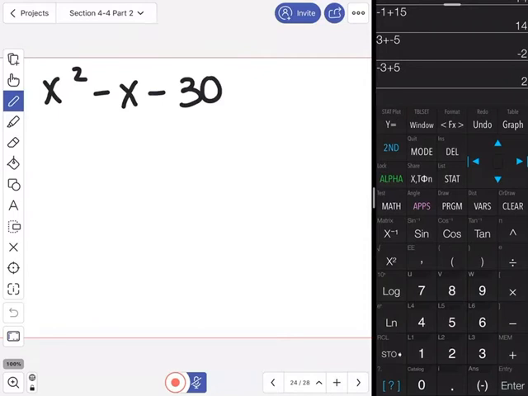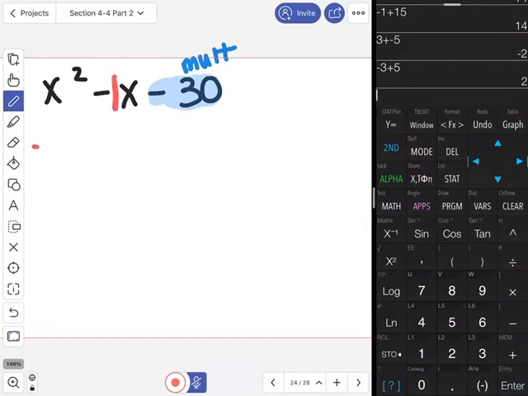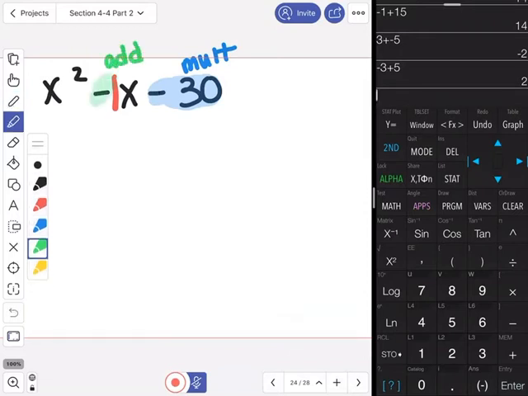For the next example, it's asking us to determine, first, all the numbers that multiply to the last number, or the negative 30, and all the numbers that add to the middle term. However, since there isn't a number in front of the x, it's assumed that this really is a 1, meaning that you want all the numbers that add to equal a value of negative 1.